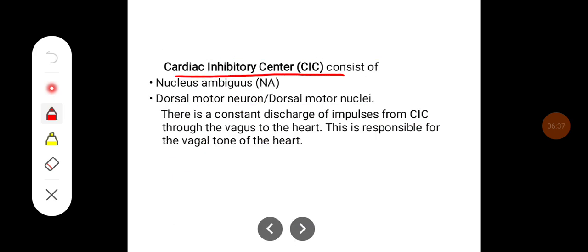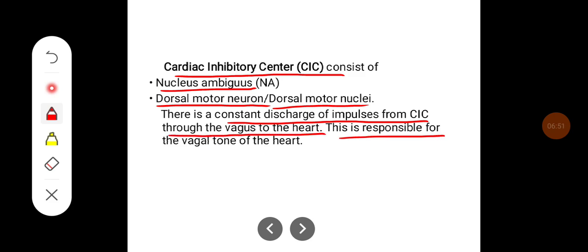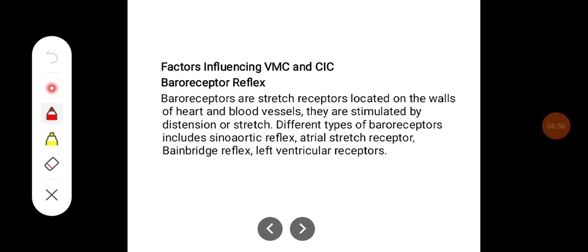The cardiac inhibitory center consists of nucleus ambiguus and dorsal motor nuclei. There is a constant discharge of impulses from cardioinhibitory centers through the vagus to the heart. This is responsible for the vagal tone of the heart. Factors which influence the vasomotor center and cardiac inhibitory center.